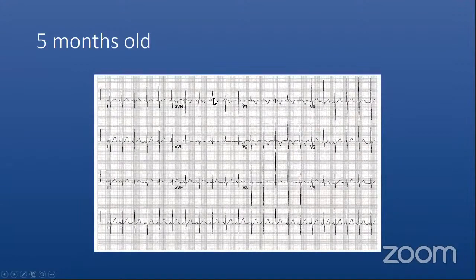Looking at the 5-month-old, see how these things are moving. It's moving more towards the left axis. And then the RS progression has been happening. Initially there were more S waves. Now you see more R wave in V5 and V6, and obviously you see some S waves as well in V1.